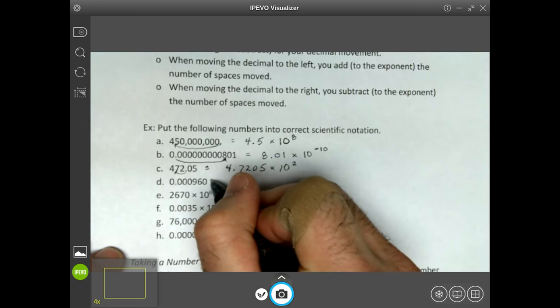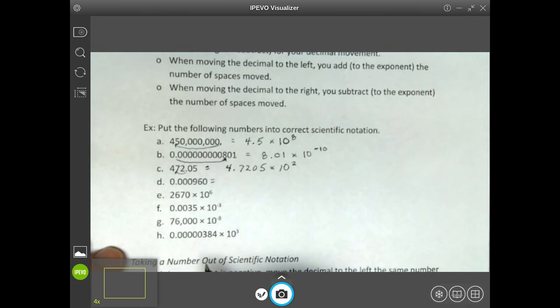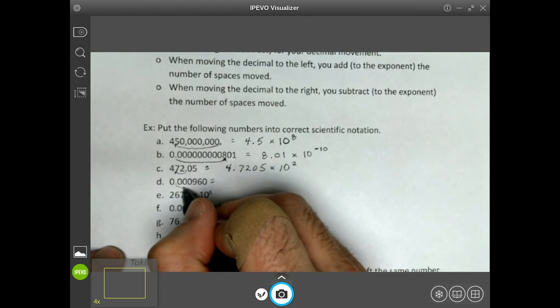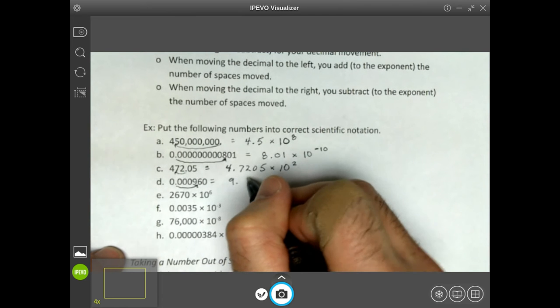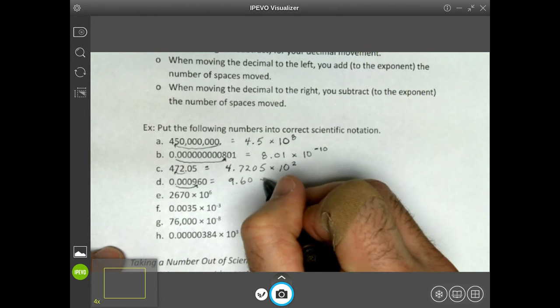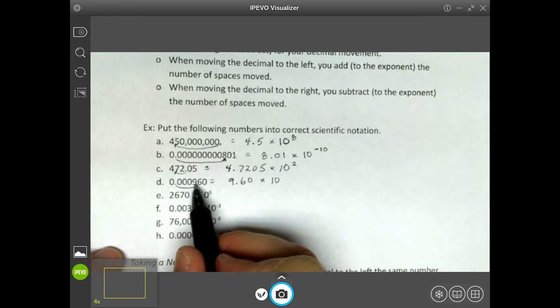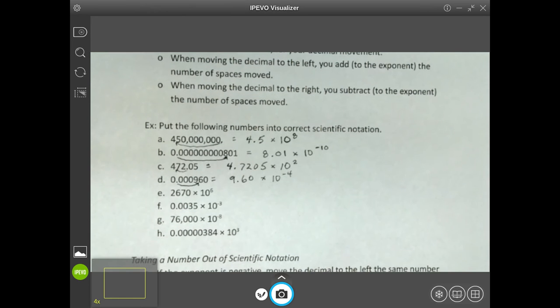And what about D? Where are we going to move that decimal? Okay, between the 9 and the 6. Good. So we get 9.60 times 10. And we moved it 1, 2, 3, 4 to the right. So negative 4. Any questions on that?